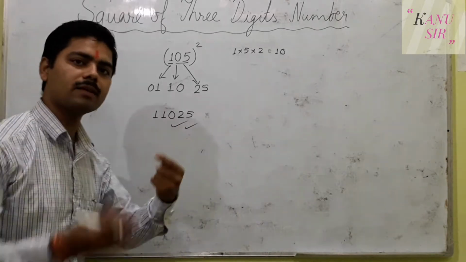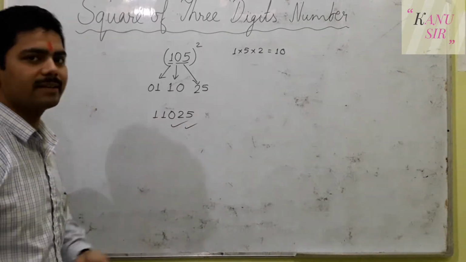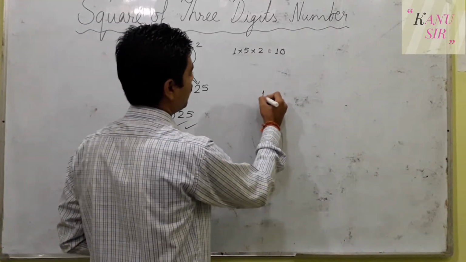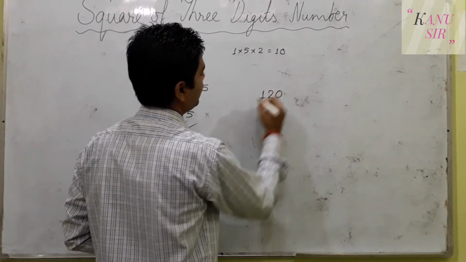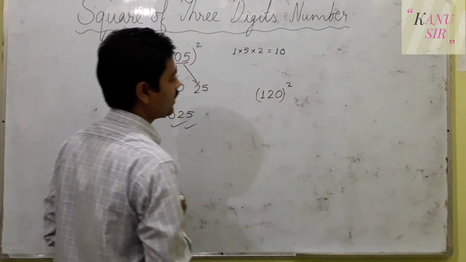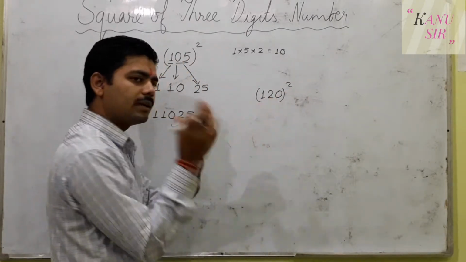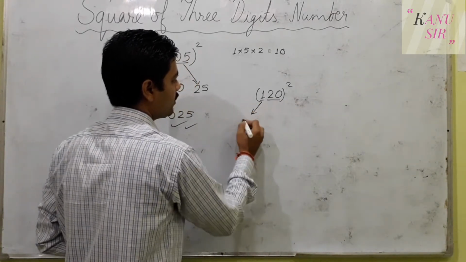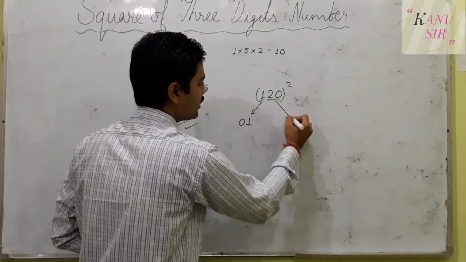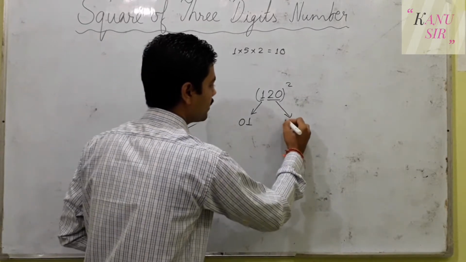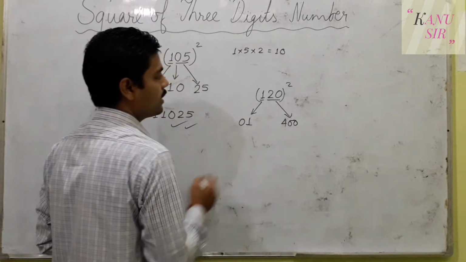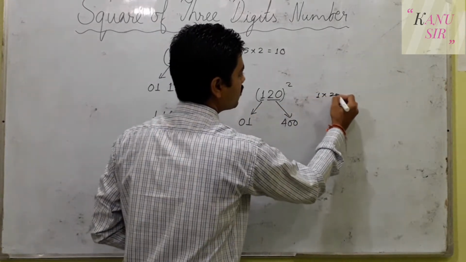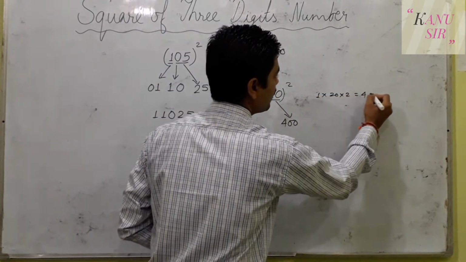You can take your calculator. It is easier than the two-digit case, you will feel. So let us take another example, 120. The square of 120: break the three digits into two parts, 1 and 20. The square of 1 you will get 01, and the square of 20 you will get 400. And the product of 1 times 20 times 2 you will get 40.